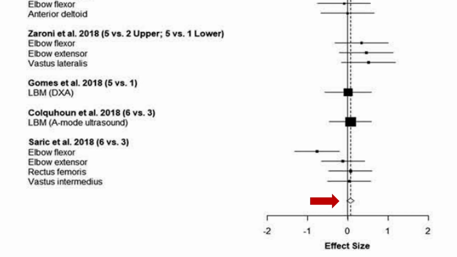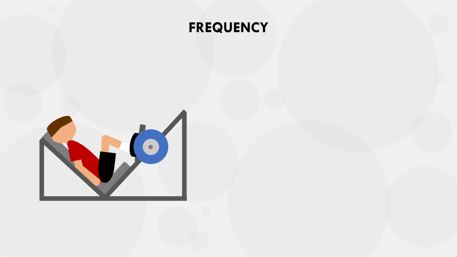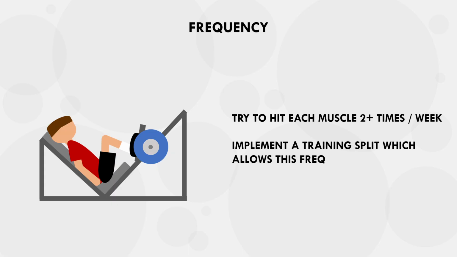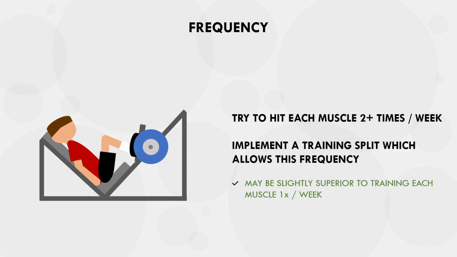So it is generally recommended that trainees should try to hit each muscle group at least 2 times per week, rather than only hitting a muscle once per week. This evidence on frequency may influence our decision of what training split we implement. If possible, we would want to implement a training split which allows us to hit each muscle at least 2 times per week or more. This would probably be slightly superior compared with a training split where each muscle is only hit once per week. However, we should still keep in mind that total weekly volume is a more important consideration, whereas frequency is more so a method of distributing this volume.